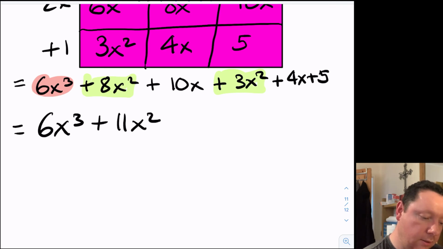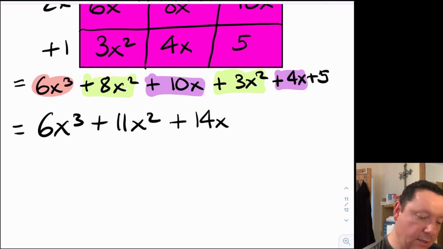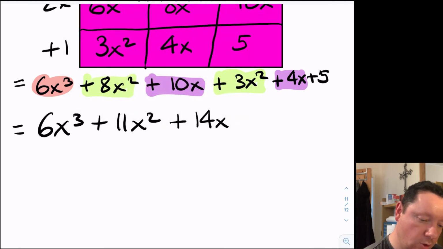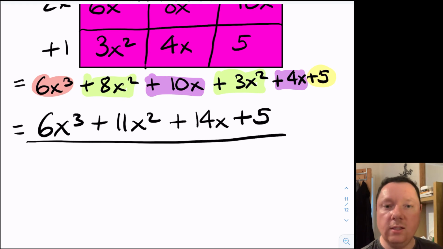Next colour highlighter. I've got 10x is the next thing. So I'm looking for just x plus 4x. 10x plus 4x is 14x. So I've got plus 14x. And then the last thing you should be able to see on the end, but I'll highlight it anyway, is on its own, just the 5 there. So it's just plus 5. And that's my final answer. I'll do one more example like that.